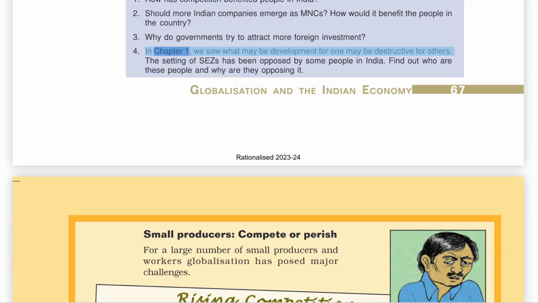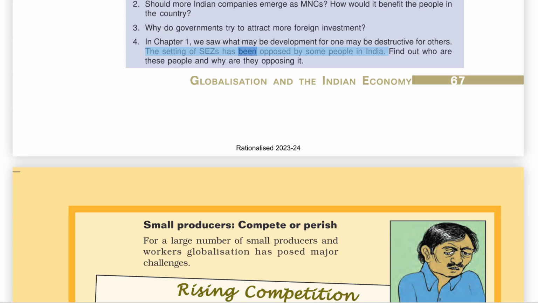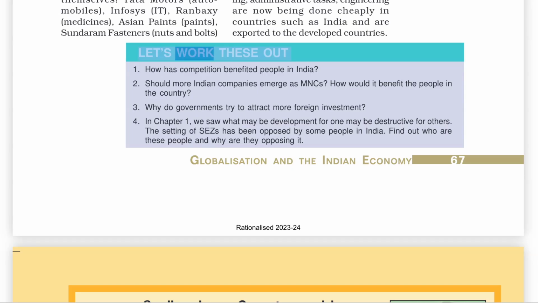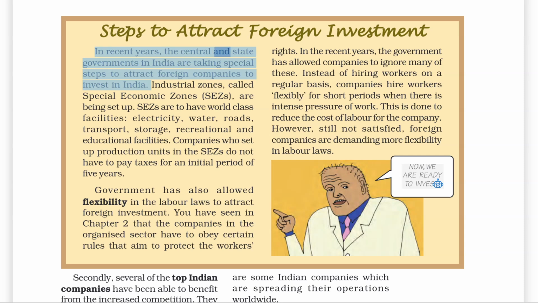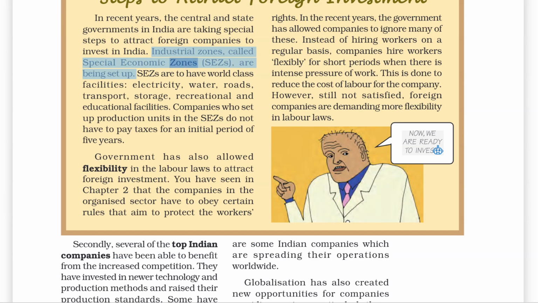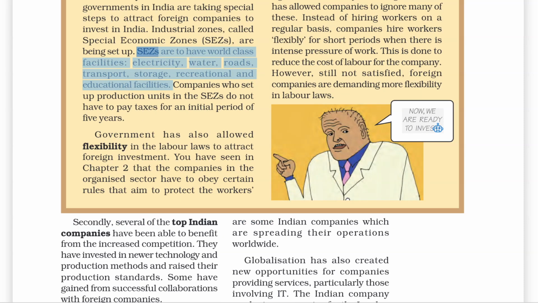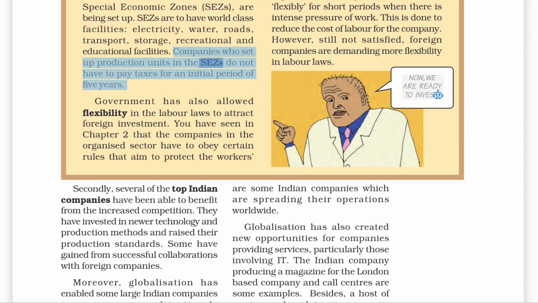4. In Chapter 1, we saw what may be development for one may be destructive for others. The setting of SEZs has been opposed by some people in India. Find out who are these people and why are they opposing it. Let's work these out. In recent years, the central and state governments in India are taking special steps to attract foreign companies to invest in India. Industrial zones, called Special Economic Zones, SEZs, are being set up. SEZs are to have world-class facilities: electricity, water, roads, transport, storage, recreational and educational facilities. Companies who set up production units in the SEZs do not have to pay taxes for an initial period of 5 years.